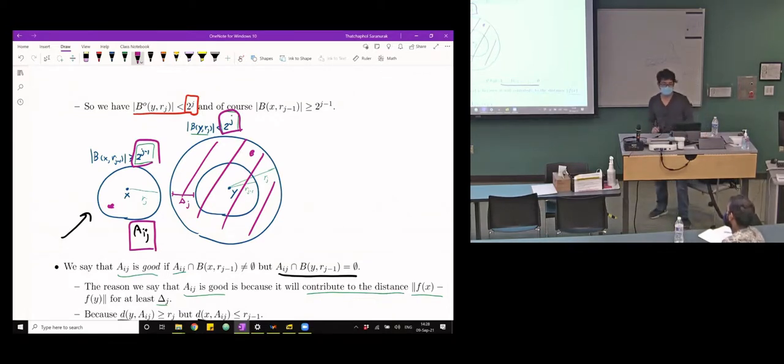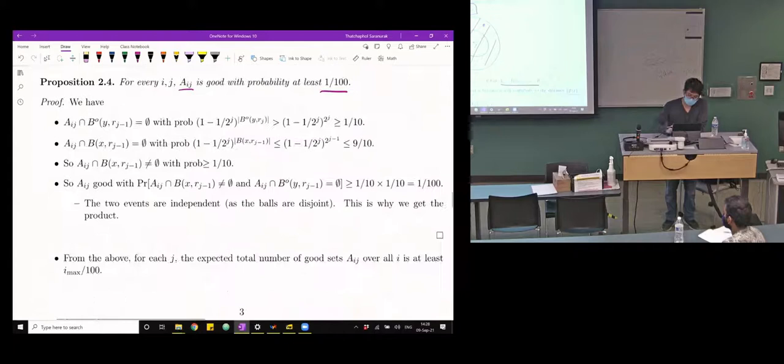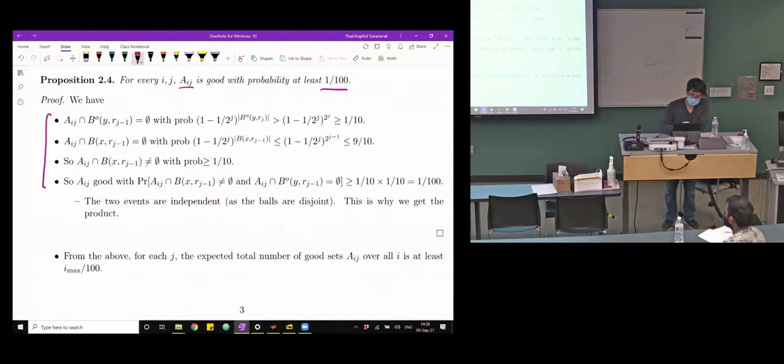Right? One set is bigger than 2 to the j within a constant factor. One set is less than 2 to the j. And you sample with probability 1 over 2 to the j. So you get the big set once, and you avoid the small set completely. That can happen with constant probability. And this is just a calculation. And note that this calculation actually works because this is where I assume that the balls are disjoint.